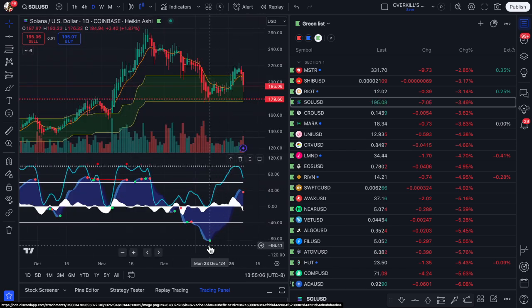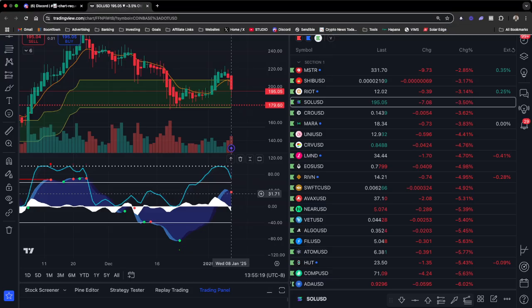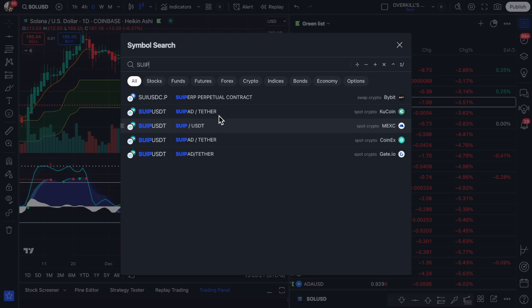Again, your entry should have been down here at, what is that, December 23rd, right? Your entry was right there on this candle. 180 is that stop loss. Okay, 180 is your stop loss on SOL. SUIP.